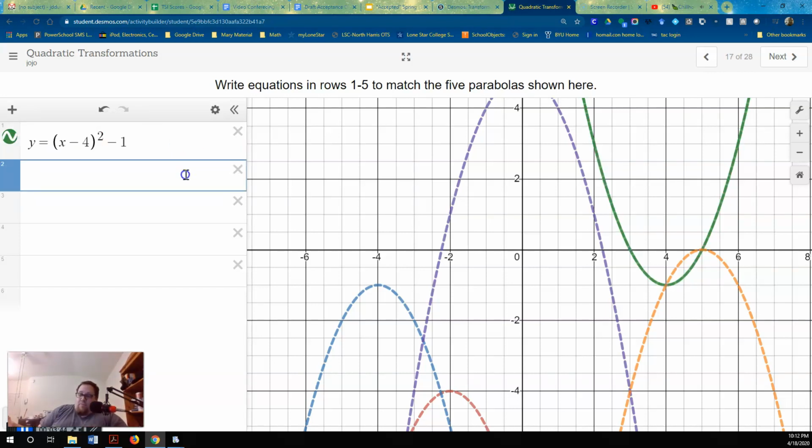So we got our first one done. The rest of them are pretty much the same thing. We just have to use other tricks. Now, it looks like all the other ones, the graphs are opening downwards.